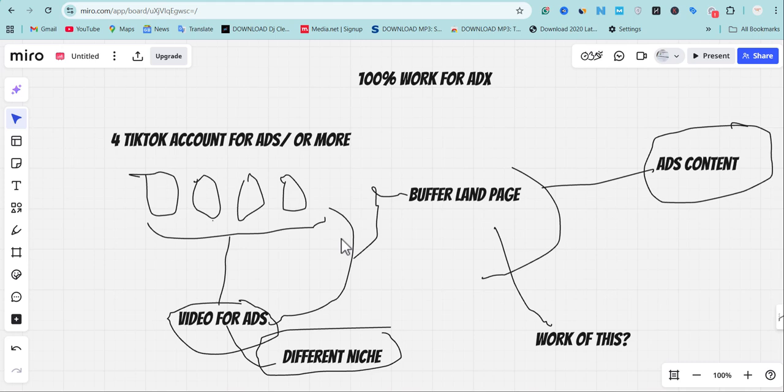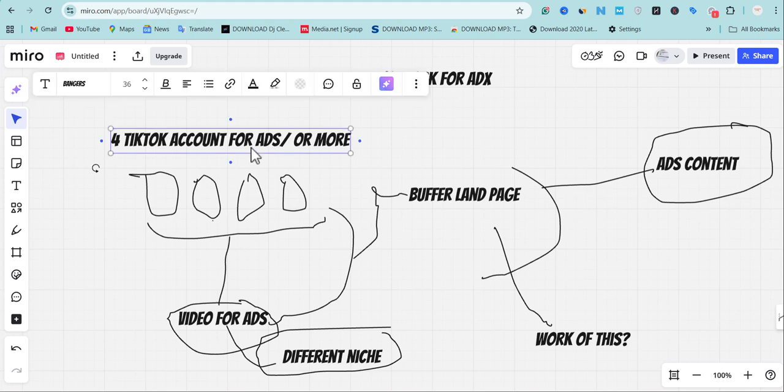So one thing you need to understand, if you look at the diagram, the first step is 4 TikTok accounts for ads or more. So you can get more depending on your budget. If you're working on a tight budget, then go for 3 accounts, 2 accounts. But if you're that big boy that really wants to win very well, one thing you need to understand about ADS is the eCPM drops and goes high at times. So it normally goes high or goes low. So if you have a steady flow of traffic, that's when you are going to be winning on ADS.